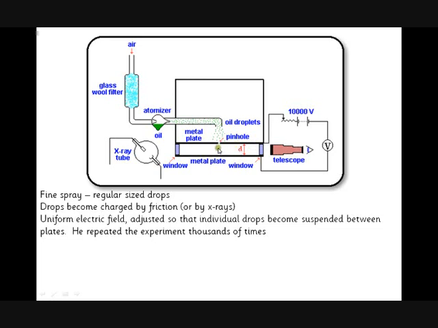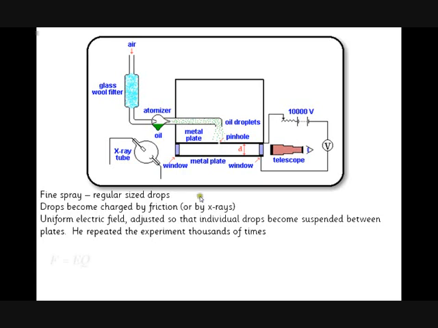So they were falling under gravity. What he had to do was get these charged. The way he charged them was by having X-rays coming through, and that meant that they were attracted to the top plate. So they were falling under gravity, but they were also attracted to the top plate. Basically, he adjusted the electric field between the plates, so that eventually the little drops of oil remained stationary or became suspended between the two plates.